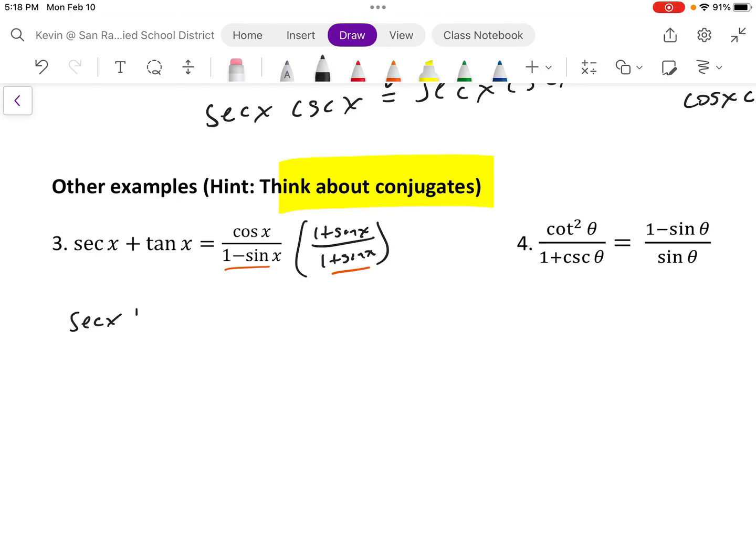Okay, secant x plus tangent x equals cosine x times 1 plus sine x over cosine squared x. For right now, I'm not going to distribute that in because sometimes they cancel out, so I'm going to hold off. This is going to be 1 minus sine squared x. Hopefully you understand that math.